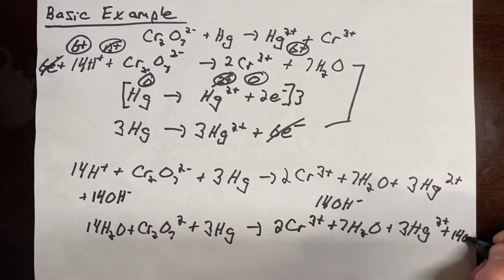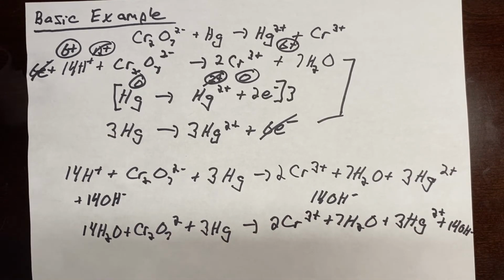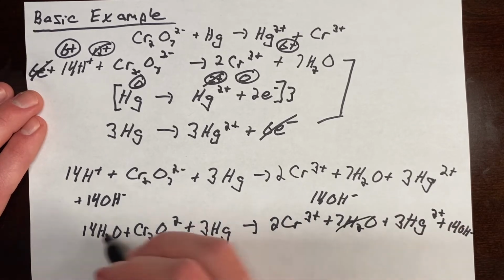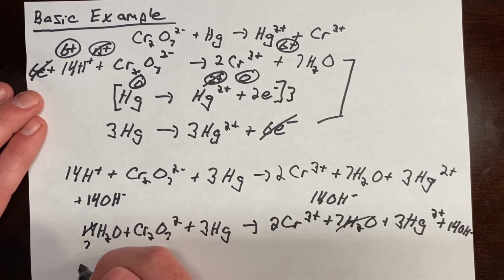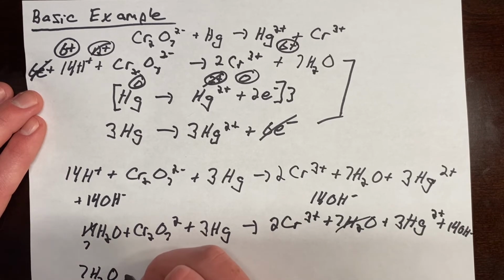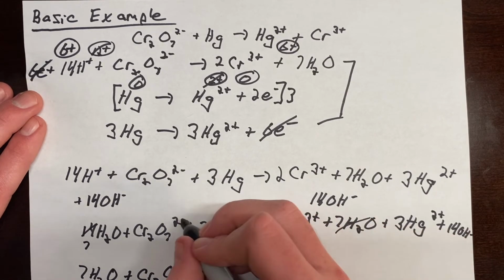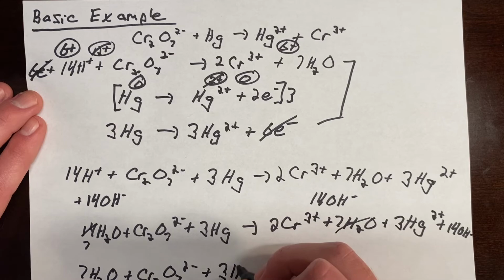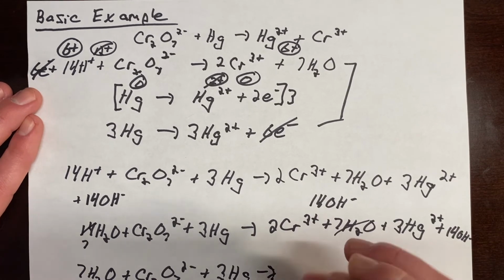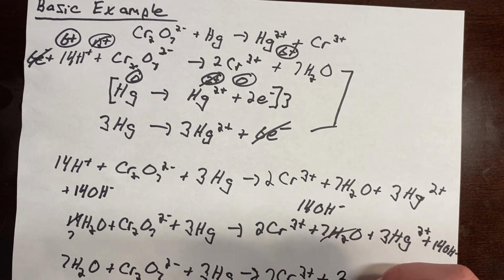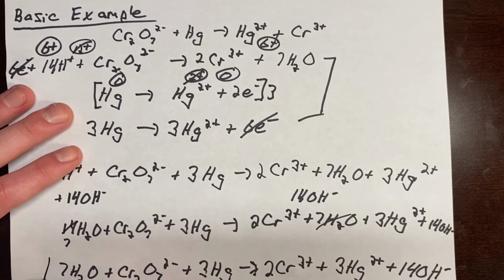plus the 14 hydroxide. And now the last part is really to just cancel, since we have waters on both sides, it's best to cancel these, make that 7. So now we'll have the final answer, 7 H2O plus dichromate, oh, forgot that, plus mercury to form 2 chromium 3 plus 3 mercury plus 14 OH minus. That's going to be your answer.